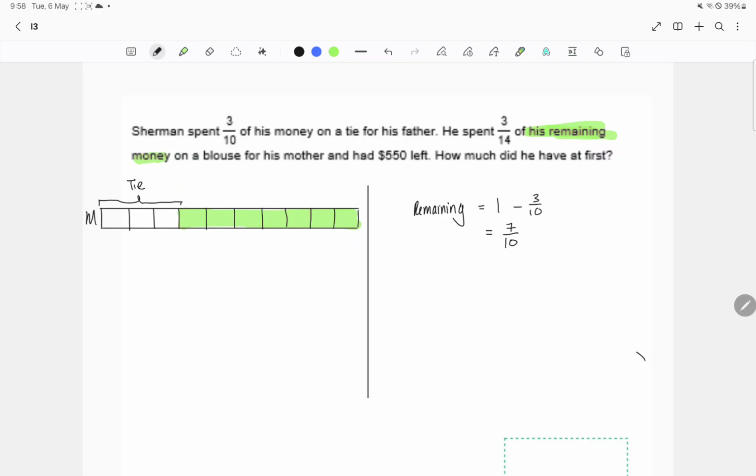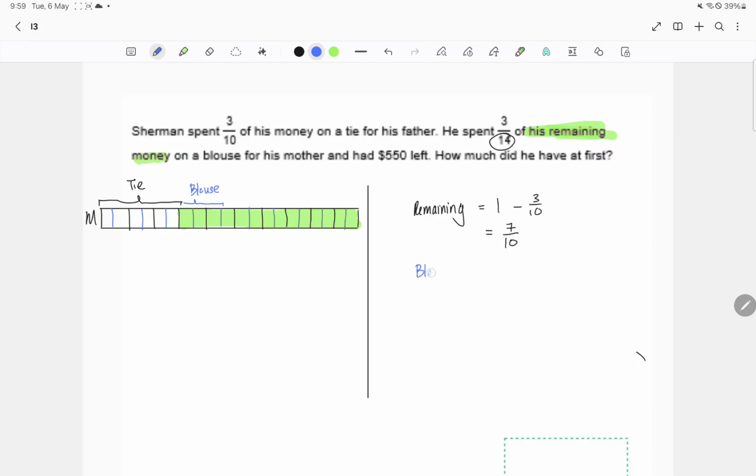So of this remaining, if you are able to group the remaining into 14 groups, so now we have 7, if you are able to group it into 14, 3/14 is being spent on a blouse. So let's make this into 14 by cutting each of the 7 units into 2 equal parts. Now the remaining we will have 14 equal parts. So once we get 14, he spent 3 out of 14 on a blouse.